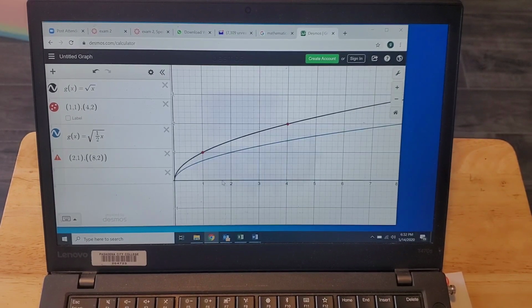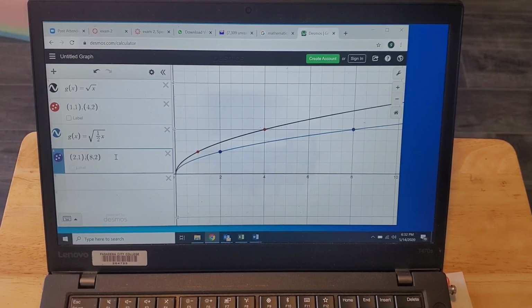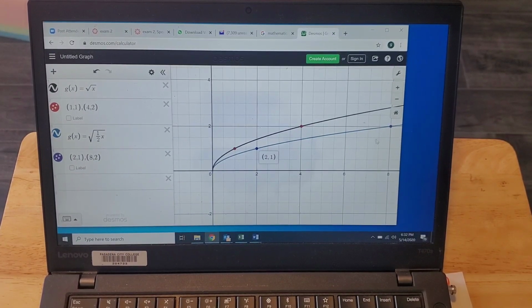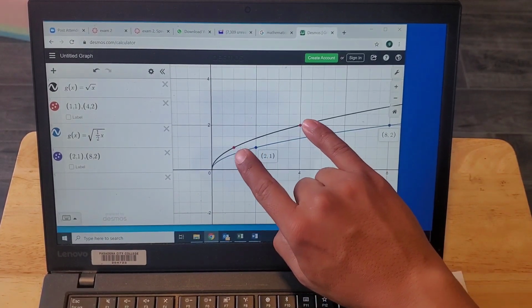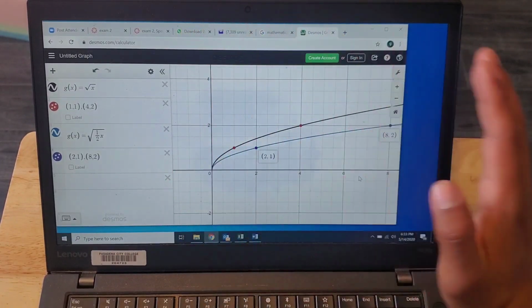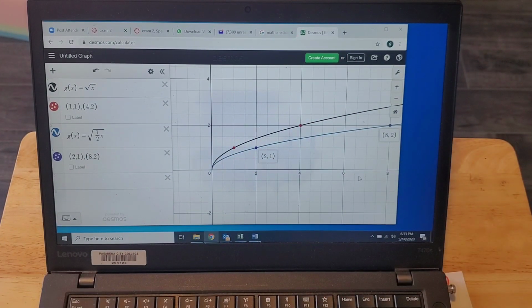I have to pull this out a little bit so you guys can see. Okay, and there they are. You can see them. Here's that 2, comma 1. And there's that 8, comma 2. So these 2 points here are now getting stretched horizontally. Instead of being shrunken horizontally, they're being stretched horizontally.